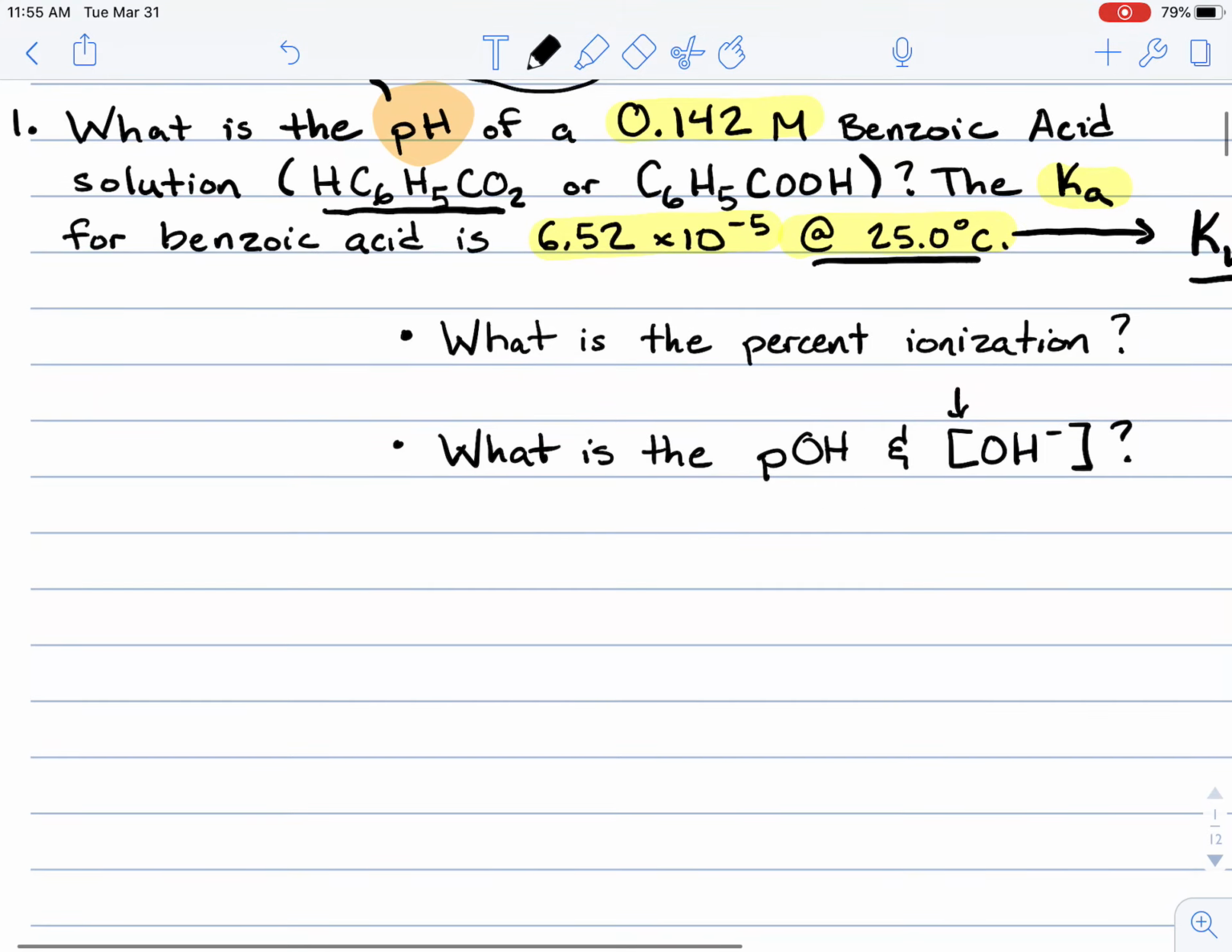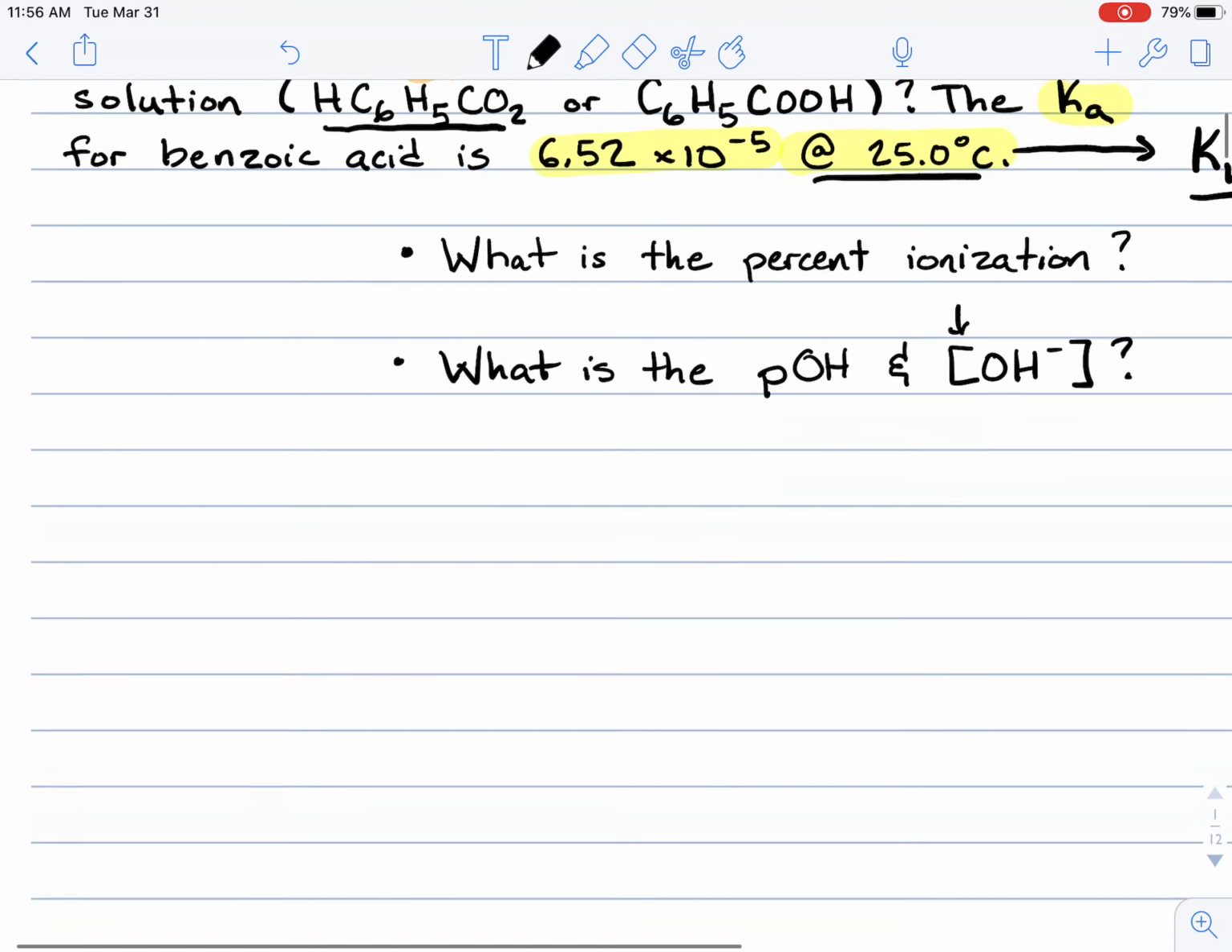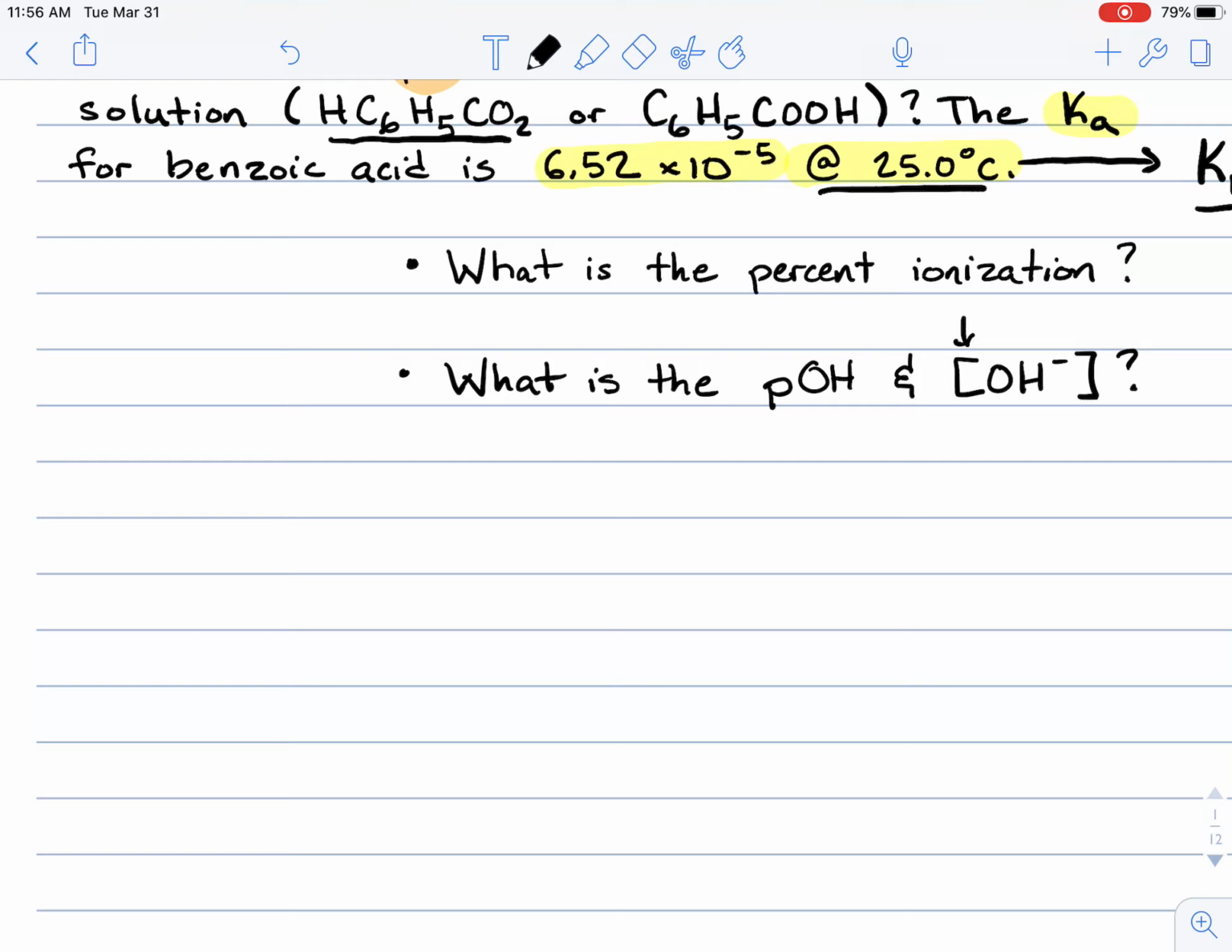And I'll go ahead and talk about the second one in just a second. So just imagine that we are going to take C6H5CO2H. We're going to take this chemical formula for benzoic acid, and then we're just going to go ahead and place it in water.